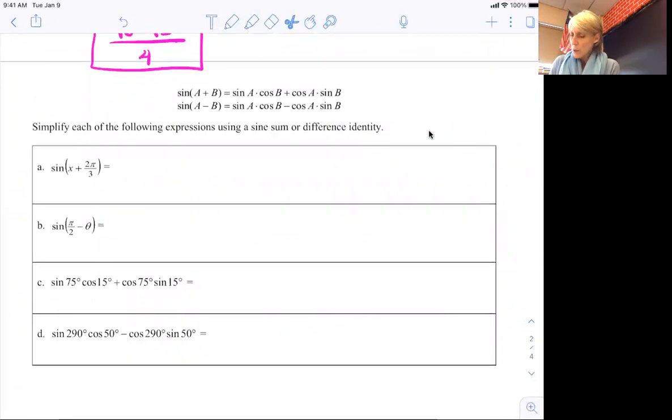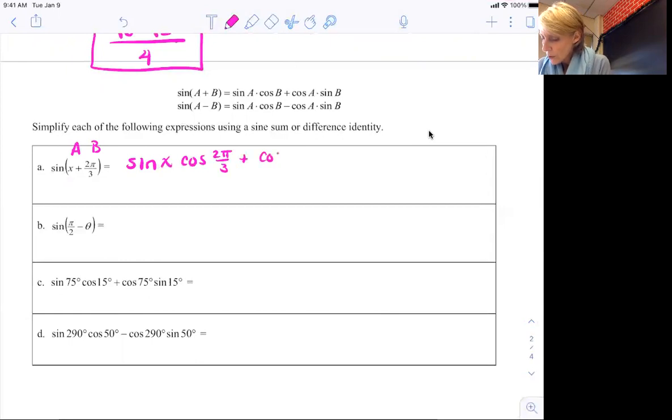Simplify each of the following expressions using a sine sum or difference identity. So when I look at this, I have the sine of x plus 2 pi over 3. So what I want to do is expand this formula. Remember, this is your A and this is your B. Sine x cosine 2 pi over 3 plus cosine x times the sine of 2 pi over 3. Pi over 3 is 60, so really 120.